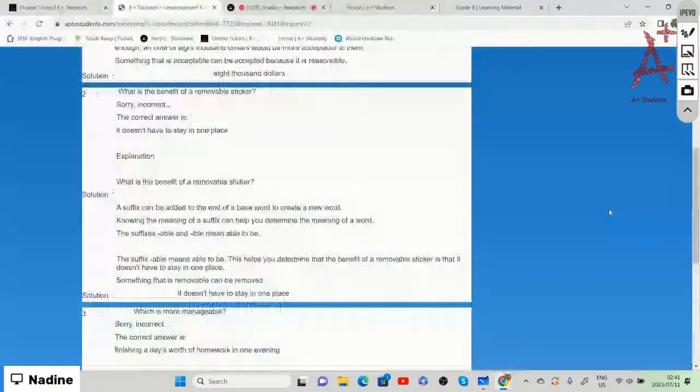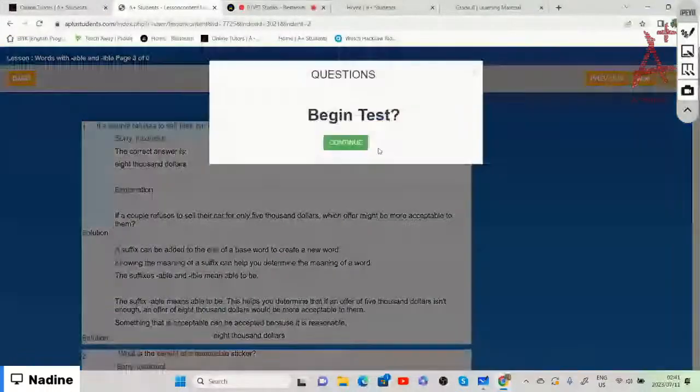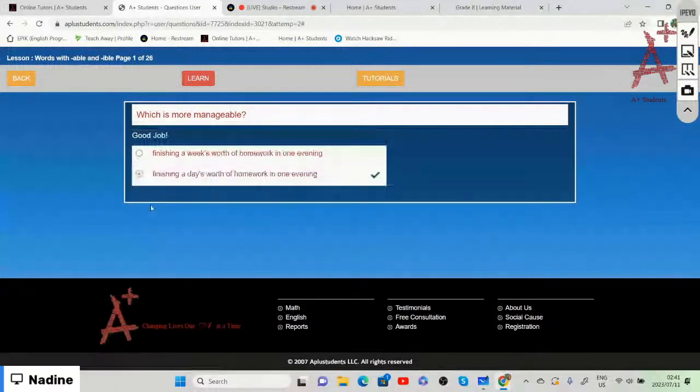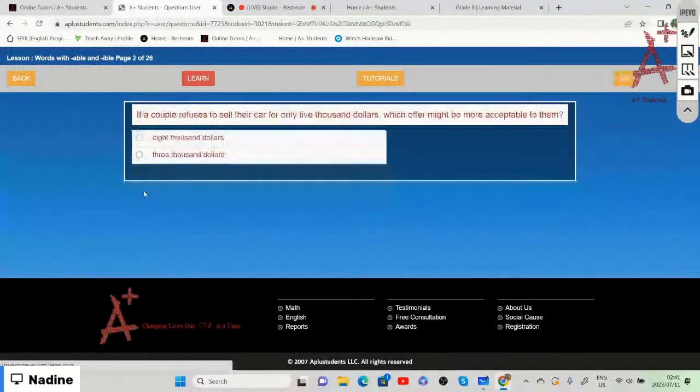All right, so now we're going to the test, and we're going to test ourselves with words with able and ible. Which is more manageable? Is it finishing a week's worth of homework in one evening or finishing a day's worth of homework in one? Something that is manageable. All right, so we chose finishing a day's homework, instead of the entire week's backlog of homework.